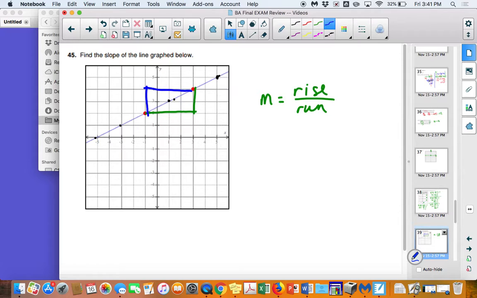How many blocks did you go up? Did you rise or fall? If you went up, it's a positive number. If it went down from left to right, it's a negative number. So from left to right, if you have a little car on here, he's going uphill. So it's positive, and he went up 2 blocks, and he went over 1, 2, 3, 4. So reduce that fraction, that would be 1/2. There's your slope.